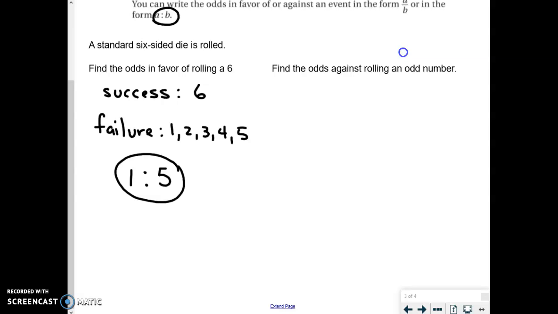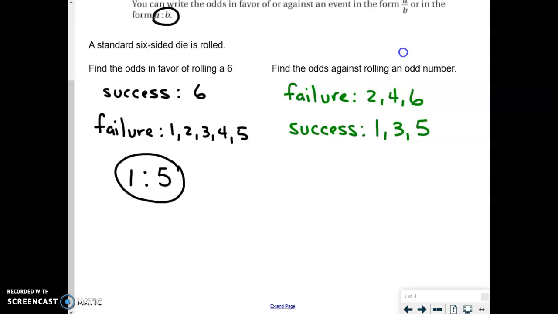being successful here. But now the other one, the next one that we have, we're looking to find the odds of rolling an odd number, okay? Rolling an odd number. So in this scenario, odds against mean it's failure to success. So our failure here would be rolling an even number, 2, 4, 6. A success would still be the odd numbers, 1, 3, and 5.